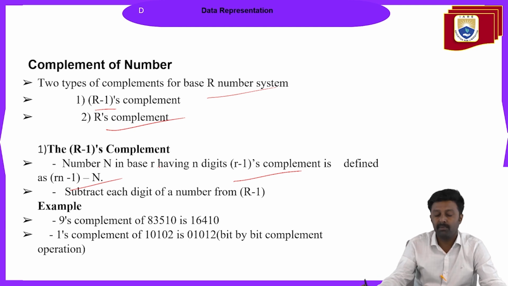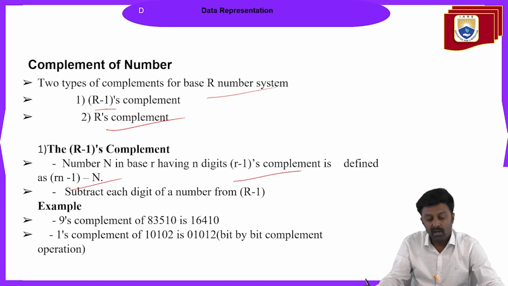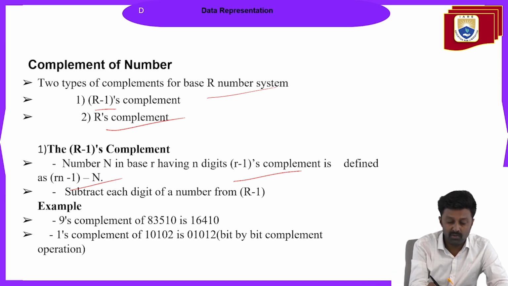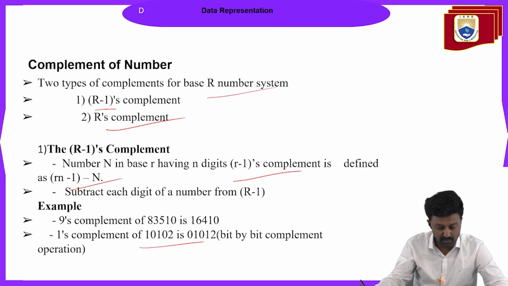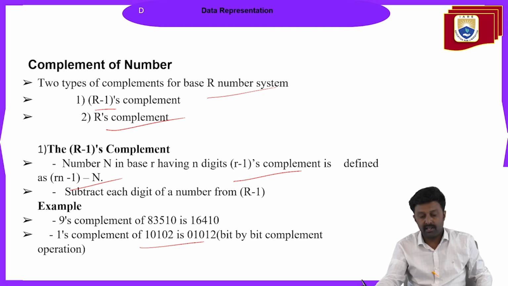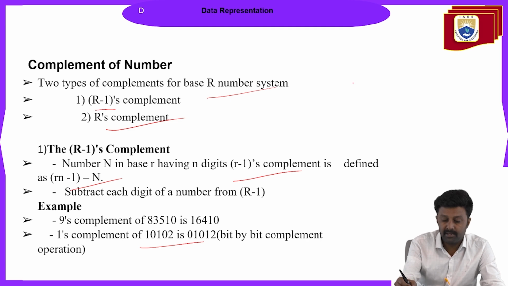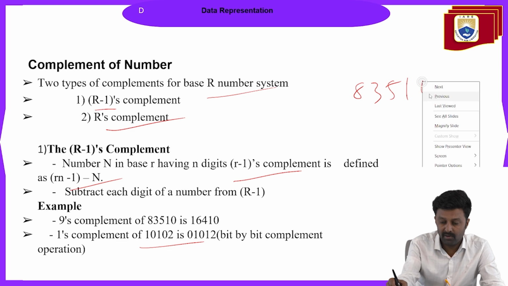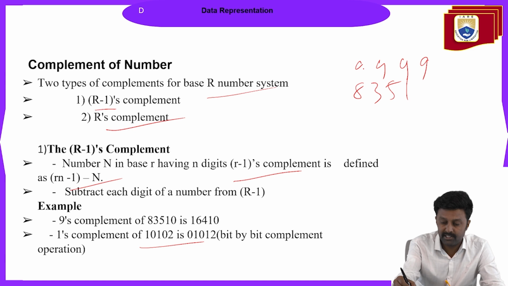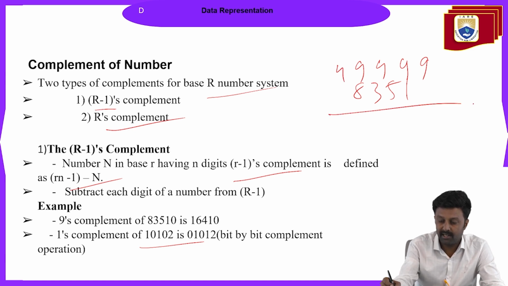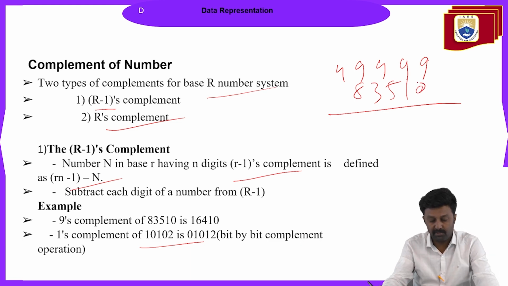So let us take an example of 9's complement. If you want to do a 9's complement of any number, the 9's complement is represented by subtracting the number from 9. Let us say this is the number 10. The 9's complement is done by subtracting each digit from 9. Whatever number is there, we get the complement by subtracting each digit from 9.